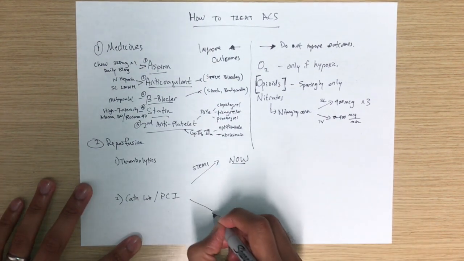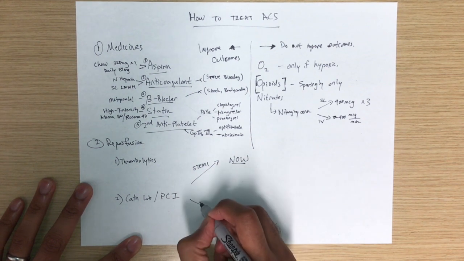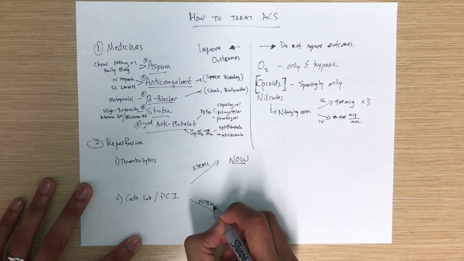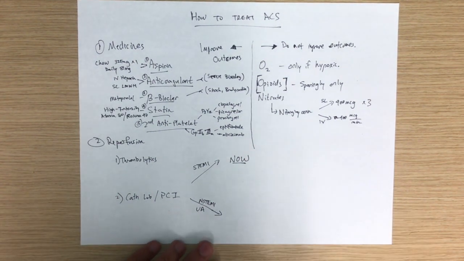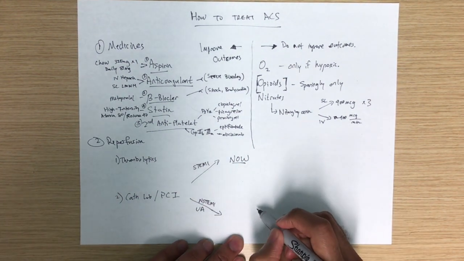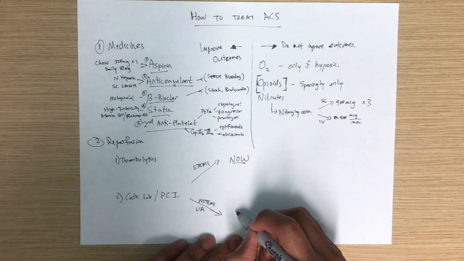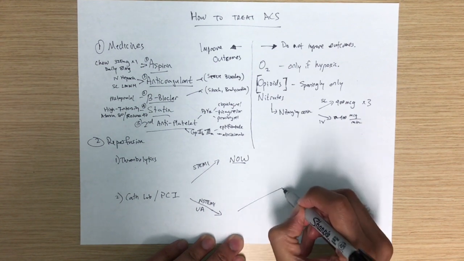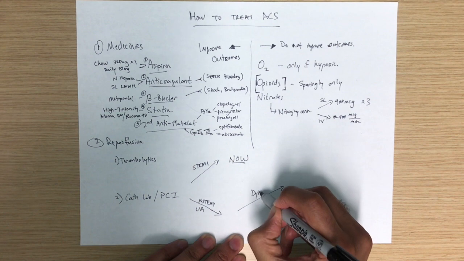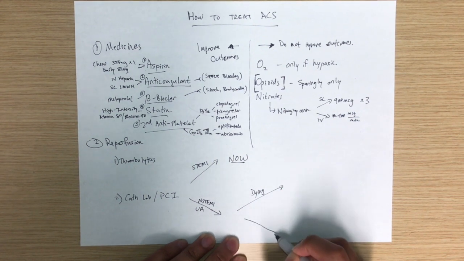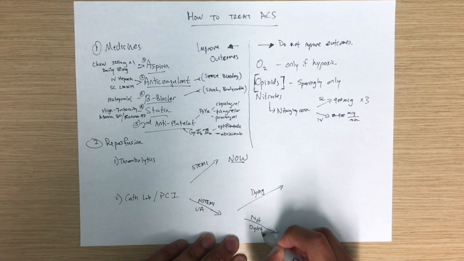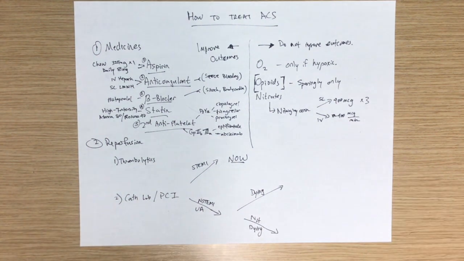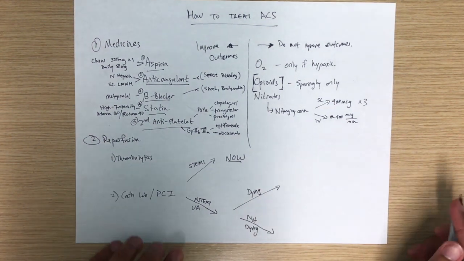If someone is not having a STEMI, so that means they're either having an NSTEMI or unstable angina, then the next question I like to ask myself is, are they dying of their ACS or not? It's a little bit crass, but what I mean by that is, are they having a complication of their acute coronary syndrome that is rapidly life-threatening?